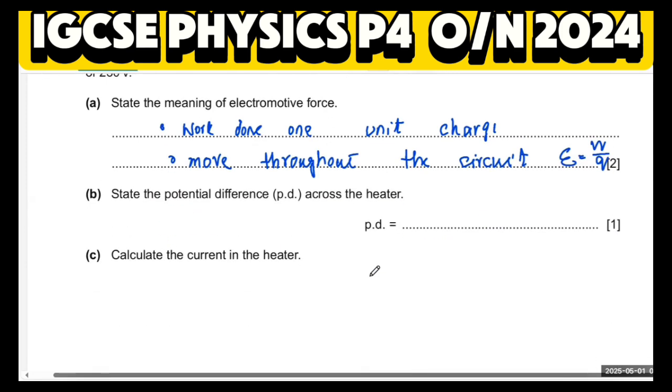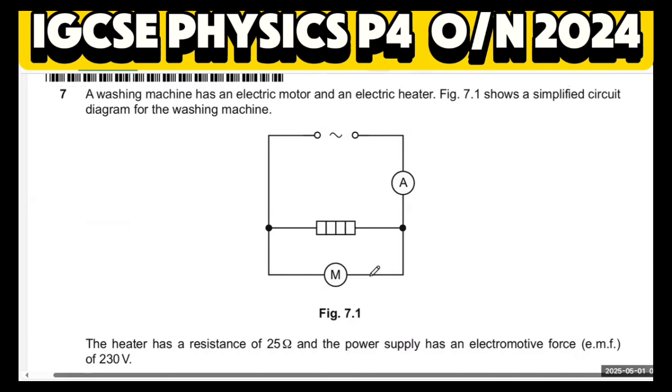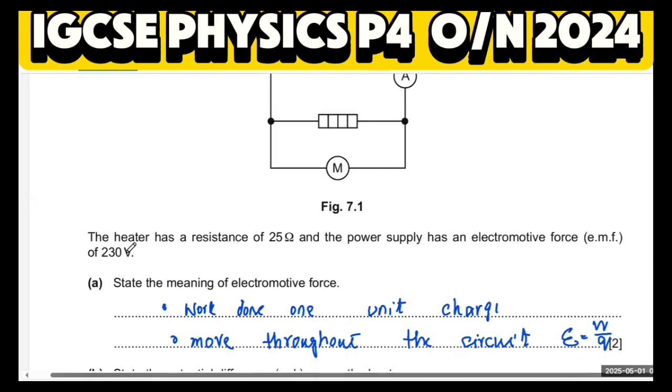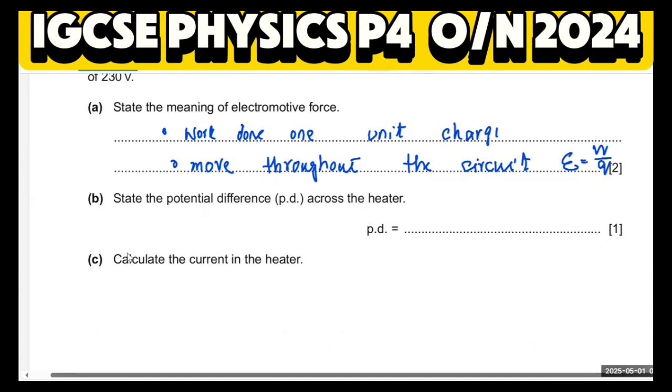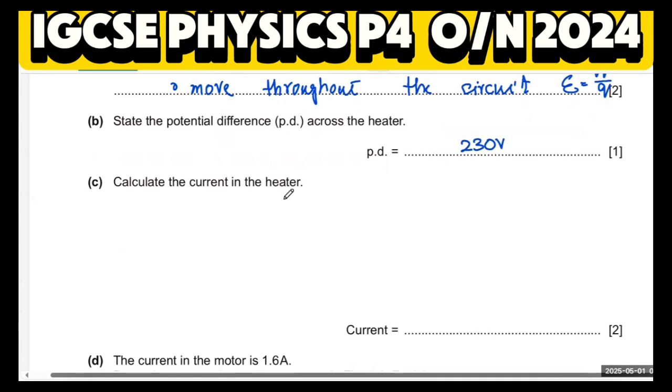Next is state the potential difference across the heater. You can see that this is a parallel circuit, and what are the properties of a parallel circuit? The current is divided and the voltage is the same. So the voltage is 230 volts. The total voltage of the circuit will be 230 volts because the voltage is the same. But current is divided. That's why the current will be different in the heater.